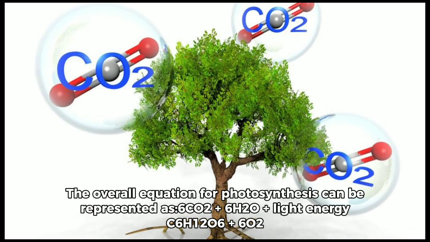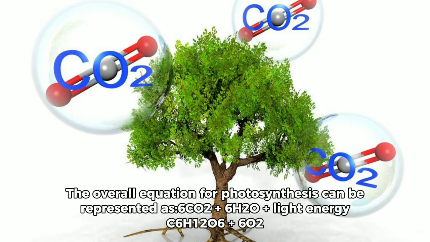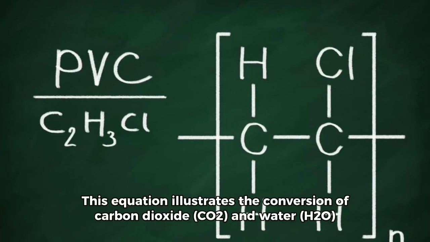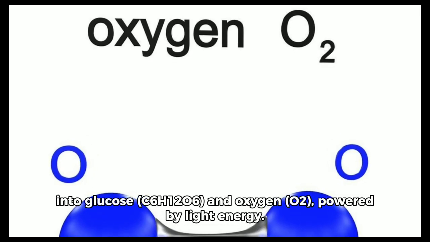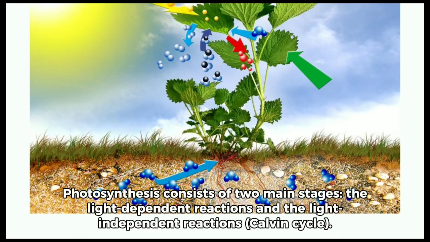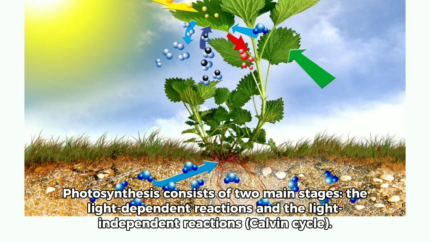The overall equation for photosynthesis can be represented as 6CO2 + 6H2O + light energy → C6H12O6 + 6O2. This equation illustrates the conversion of carbon dioxide (CO2) and water (H2O) into glucose (C6H12O6) and oxygen (O2), powered by light energy. Photosynthesis consists of two main stages: the light-dependent reactions and the light-independent reactions (Calvin cycle).